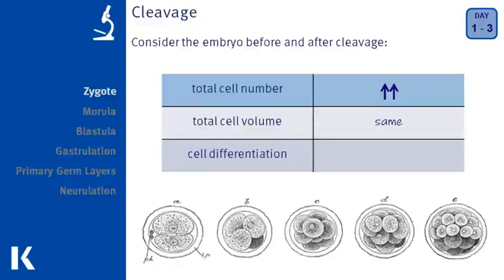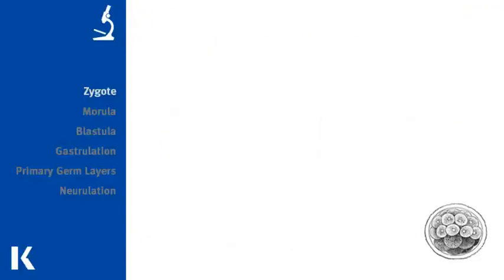This means that when we have more surface area, we have more room for other processes to occur, such as gas exchange, enzymatic actions, and so on. At this point, these cells have not begun to differentiate. Moving on from the zygote, our next significant embryonic stage is the morula.